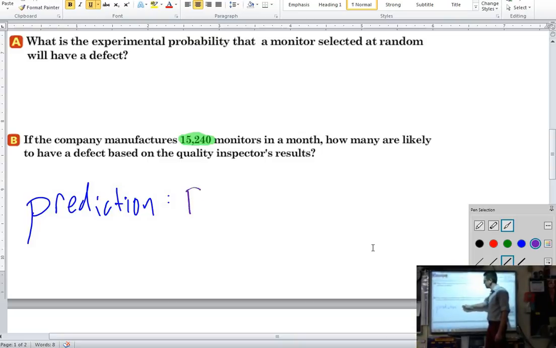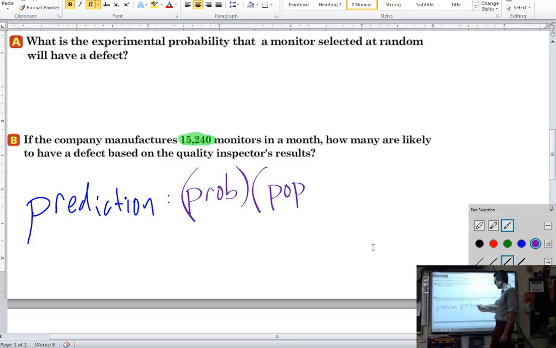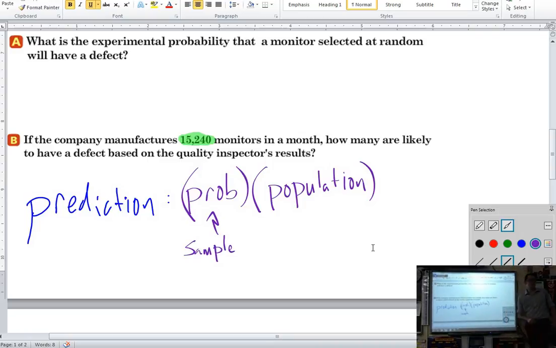If you do not remember this from our previous courses, to make a prediction, all we want to do is take the probability that we know and multiply it by the population that we're working with. So we determined our probability from a sample. This actually relates back to statistics. We take a sample and we can find some data. Statistics and probability are very close cousins. So that was determined from our sample of 500 monitors, and we got 0.006, or we could have reduced the 3/500ths.